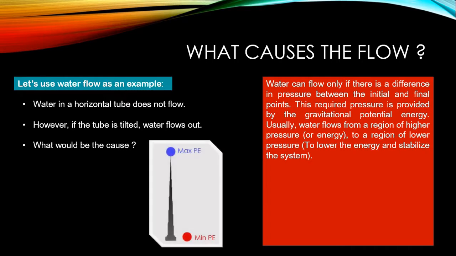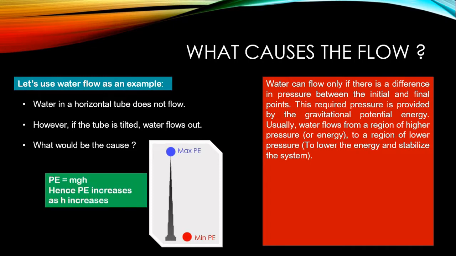Now consider the diagram of the building. It has 2 points marked on it: a blue point, which is the topmost point, and a red point, which is the bottommost point. We know that the gravitational potential energy is equal to mgh, where m is the mass of the object, g is the acceleration due to gravity, and h is the height. This potential energy increases as height increases.